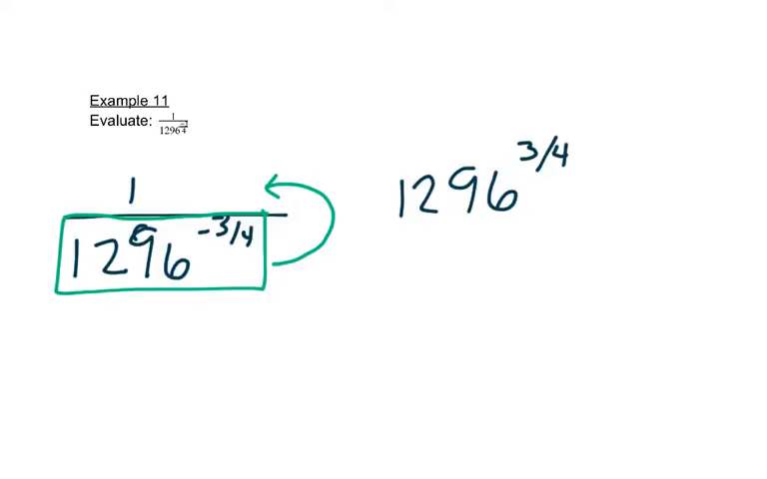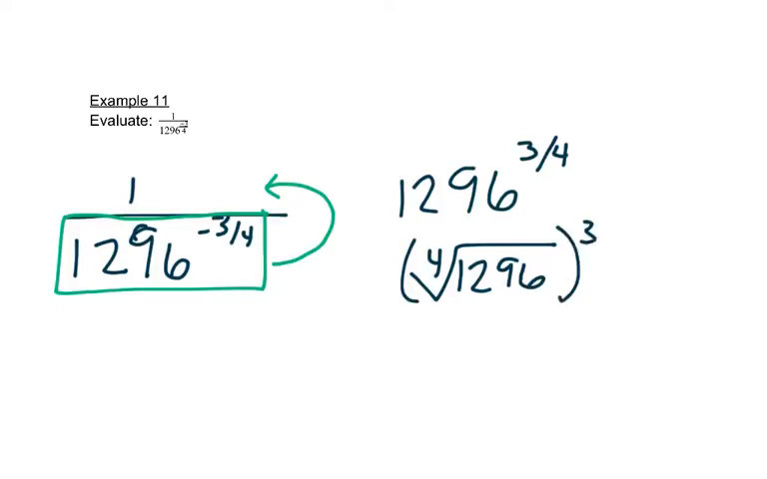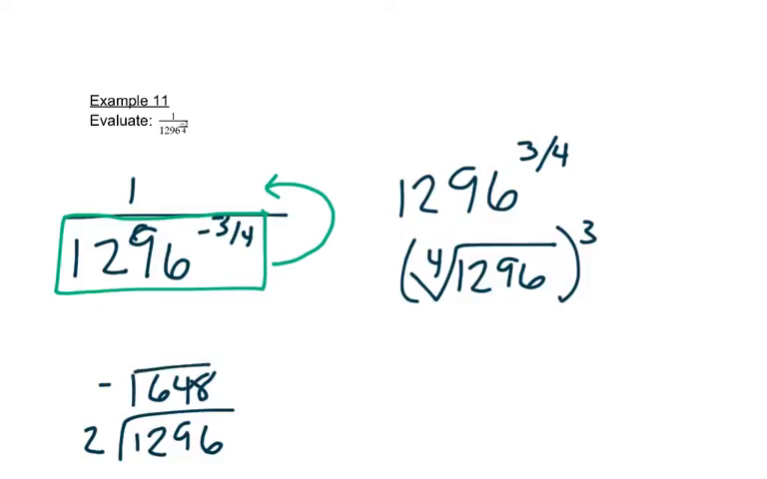So now we have the 4th root of 1296 to the 3rd power. So let's find the 4th root of 1296. So we're going to start with 1296. I'm going to start with dividing by 2 because it's an even number. And I get 648. That's still even, so I'll divide that by 2, and I get 324. That's still even, so I'll divide that by 2, and I get 162.